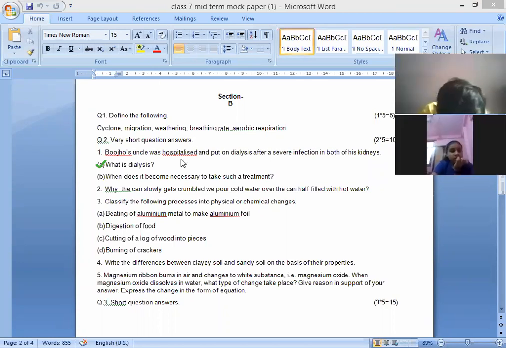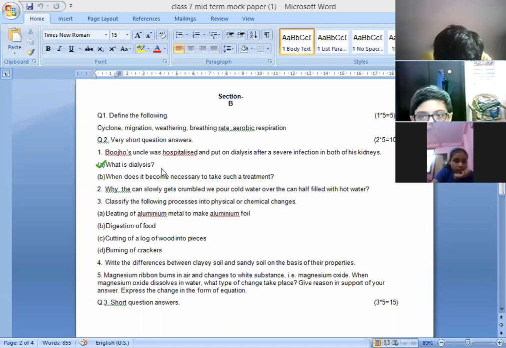Dialysis is a process in which, when a person has a kidney failure, there are artificial kidneys through which the blood is purified. Yes, good. So dialysis is a process of filtering the blood. The work which was done by the kidneys is done by the dialysis, which means the blood is purified.